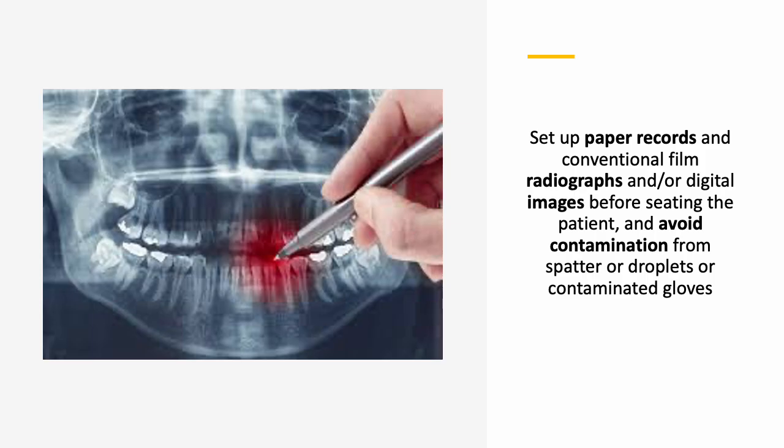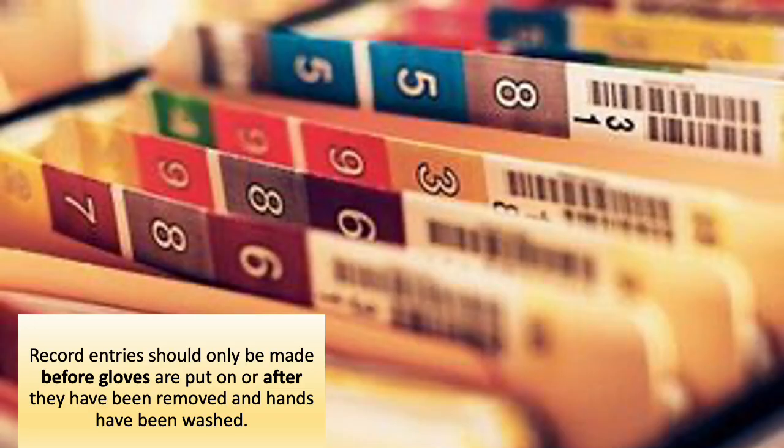Before seating the patient, set up your paper record, radiographs, and images, because during treatment we want to avoid any contamination. We don't want to touch it with our contaminated gloves, and we want to protect it from any spatter or droplets. If you want to read your paper records or write on it, you should do that before you put on your gloves or after you remove them and wash your hands.